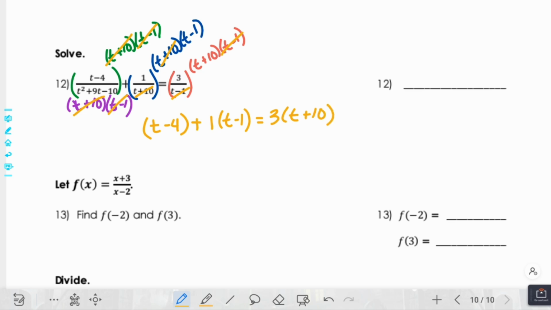Now this positive 1 here in the middle, if you distribute that, nothing changes. So you've got t plus t is 2t. Negative 4 and negative 1 is going to give you negative 5. And then 3t plus 30. Subtract your 2t, negative 5 equals t plus 30. And then go ahead and subtract your 30. Negative 35 equals t. So over here, number 12, t equals negative 35.